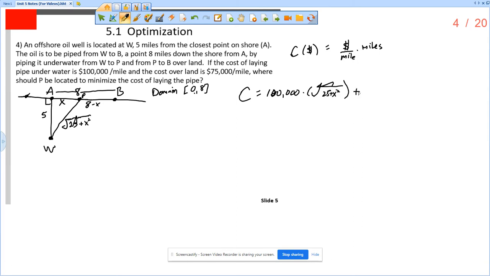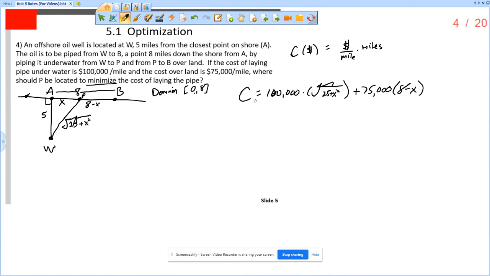Then we're adding to that the cost over land, which is 75,000 per mile times the distance over land. That would just be from P to B, so that would be 8 minus x. Now here is our cost equation that we would like to minimize. Because we have a function that is continuous on a closed interval, I plan to use the critical number test.